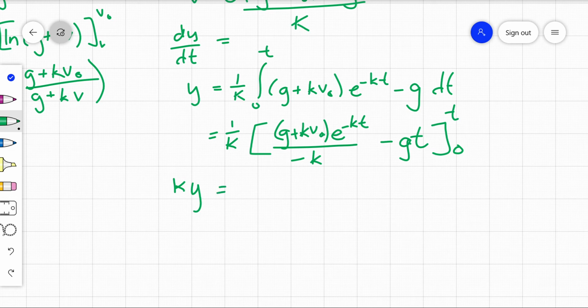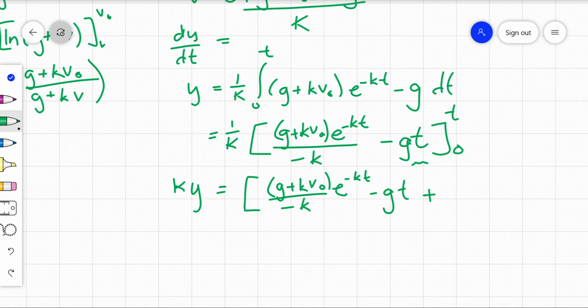And then when I sub t in, I've got (g + kv0) on minus k, times e to the minus kt, minus gt. Now sub 0 in. So clearly this term is going to be 0, but for the first term, there's a minus k on the bottom, so I'm going to make it plus. I'm going to get the (g + kv0) on k. Yeah, so I'm getting all that.